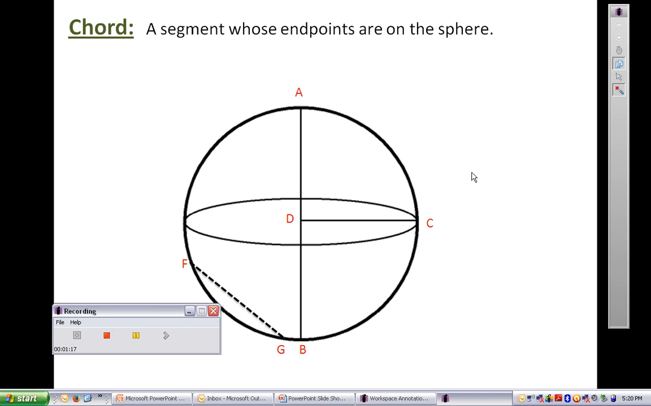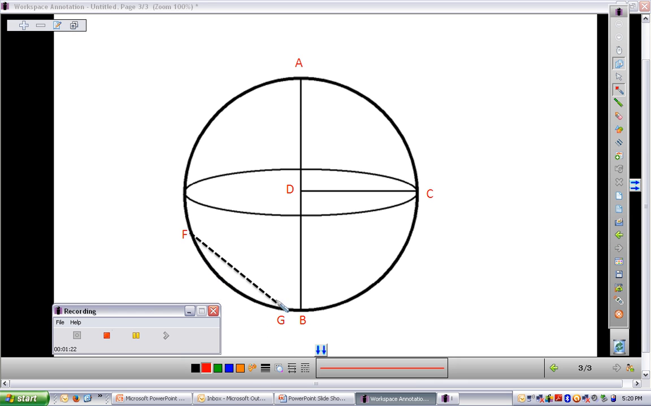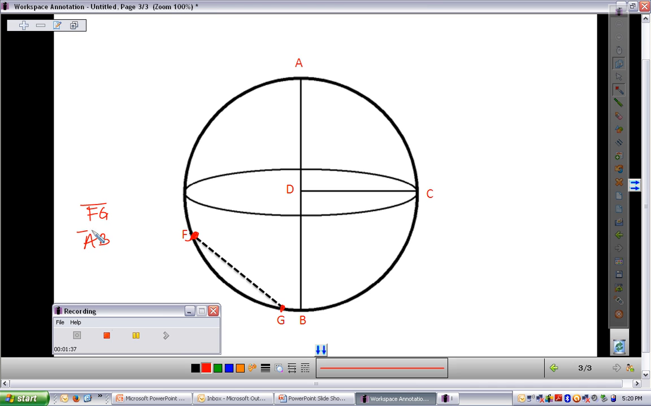A chord, now this is new. A chord, as you can see there, is a segment whose endpoints are on the sphere. So in this sphere here, I have FG. Here's one endpoint on the sphere, here's another endpoint on the sphere. So FG is a chord. Another chord in this sphere would also be AB, segment AB. One endpoint on the sphere right here at A, another point on the sphere right here at B. So segment AB is also a chord.